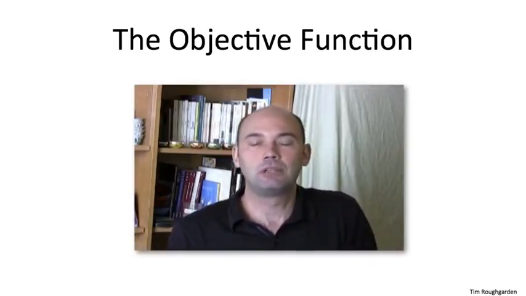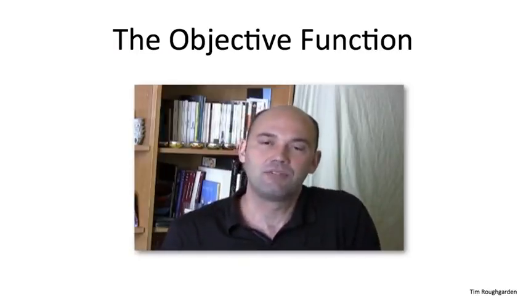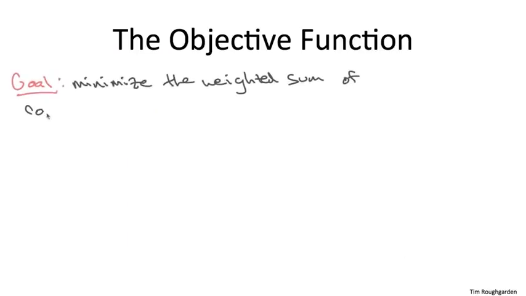Well, that depends on our objective function, and in scheduling there are many different objective functions you might want to use. Today I'm just going to tell you about one. It's not the only natural objective function, but it's one of several most natural objective functions. It's called minimizing the weighted sum of completion times.